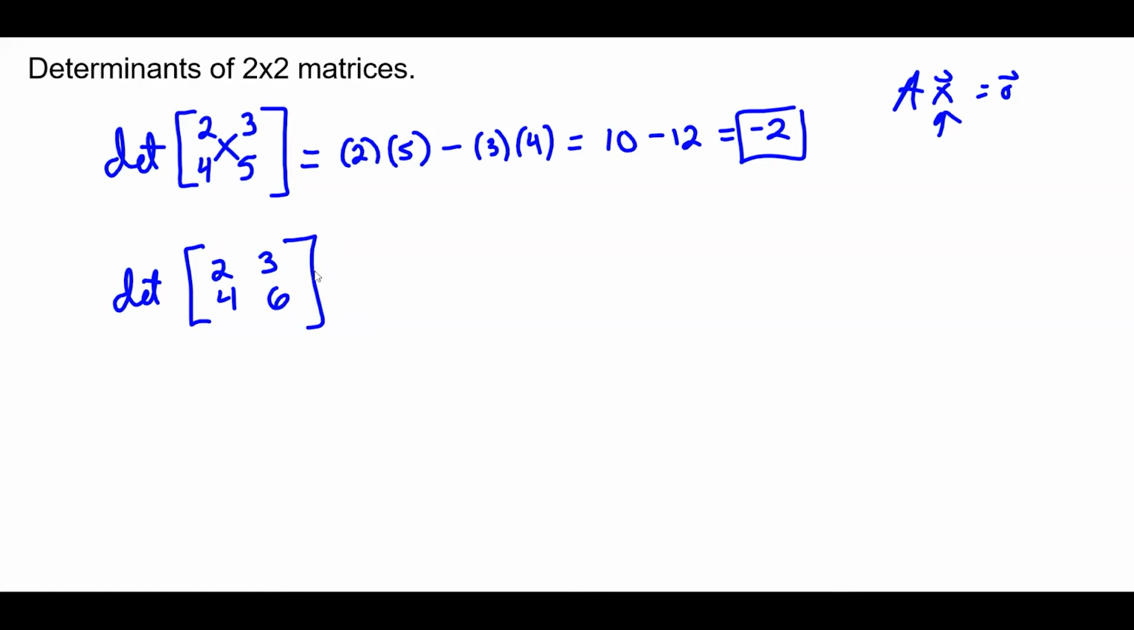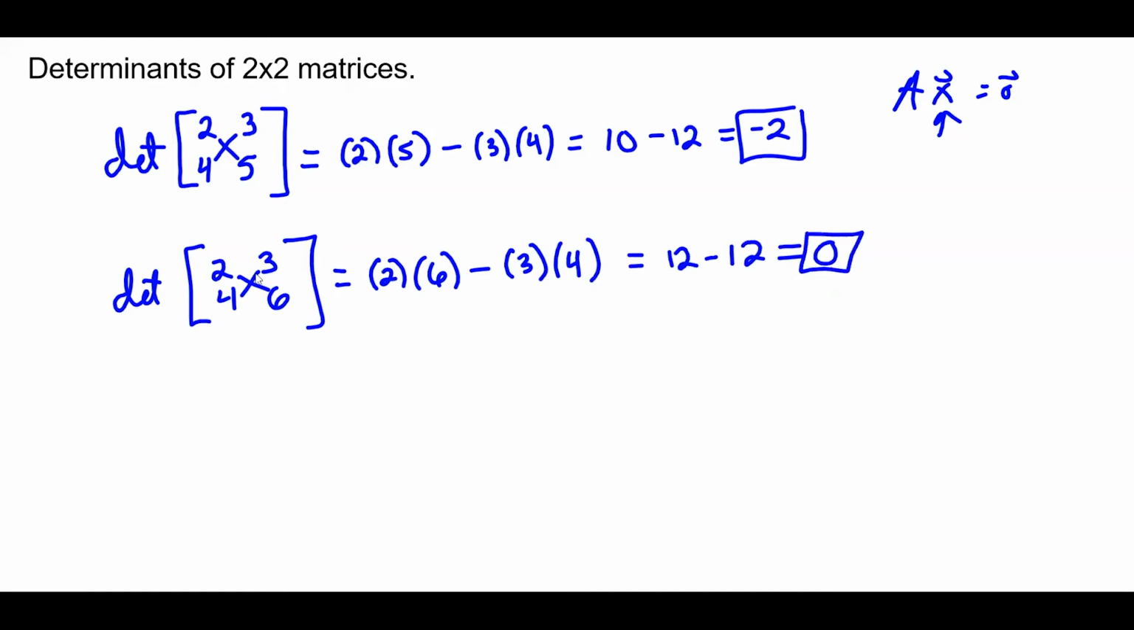2, 3, 4, 6. So I just change that 5 to a 6. So again, we multiply the main diagonal, 2 times 6. We subtract the product of the other diagonal. And we get 12 minus 12. So this is equal to 0.